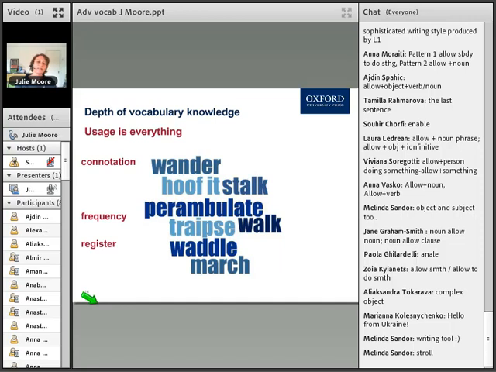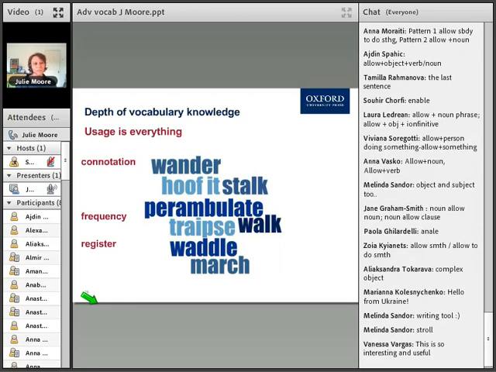So we need to consider the connotations. Are they positive, negative, humorous, offensive? We need to consider the register. Are there very formal words or informal words? When is it appropriate to use them? Are they literary words? We need to consider the frequency.